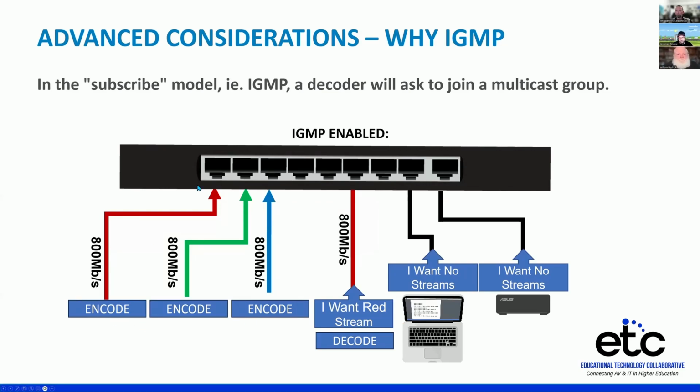So we can take this example really quick. Our red encoder is sending to the network, but my laptop and my media player have no need for that multicast stream. So the switch using IGMP is going to prune that multicast and not send it out to these devices, but will send it to this decoder who is going to request that stream or subscribe to that stream.